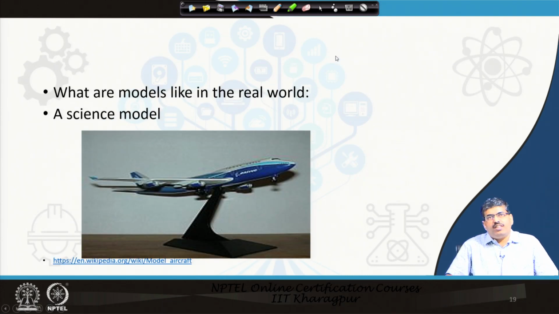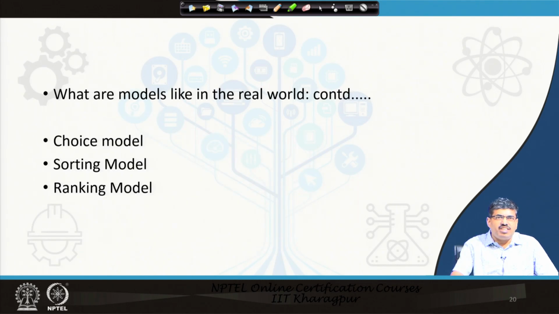So, what are models like in the real world? There is a science model, we have all seen these types. A model, as we said, is a mathematical representation. There are choice models, sorting models, ranking models. What are choice models? You have to take a decision. Which one do I choose? Do I choose product A, product B, or a mixture of both? Choice model.